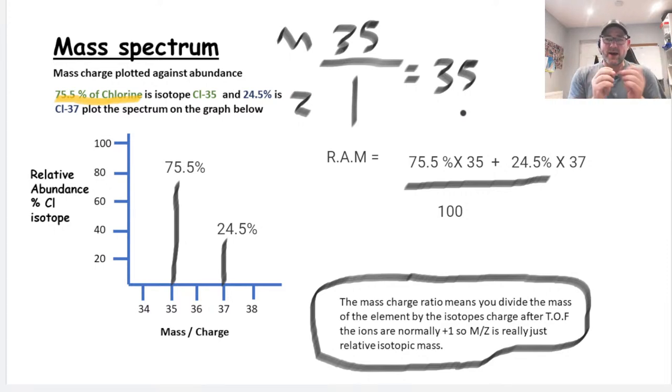So normally they're interchangeable. Watch out, they could do something one day where they say element X has a 2+ charge, and then it would be 17.5. You'd do 35 divided by 2 if they asked what the m/z, the mass charge ratio, is. Normally it's divided by 1, so it's exactly the same as the mass, but there could be a sly one they do sometimes. So watch out for that.